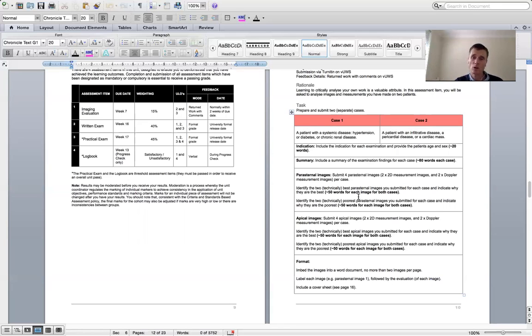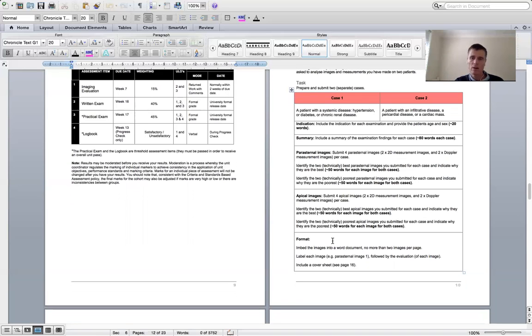Or if you're going to call out one of your worst images, say, look, the TGC was not appropriately set. It's too bright in the near field or too dark in the far field. I should have either reduced or increased the frequency. I could have adjusted the frame rate, etc. So you do that for parasternal images. You do the same with apical images. So again, you submit 4 apical images, 2 2D images, 2 Doppler images, and then you critique your own work. You say what are the best and what are the worst ones.